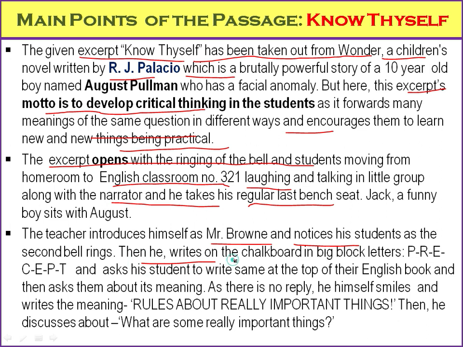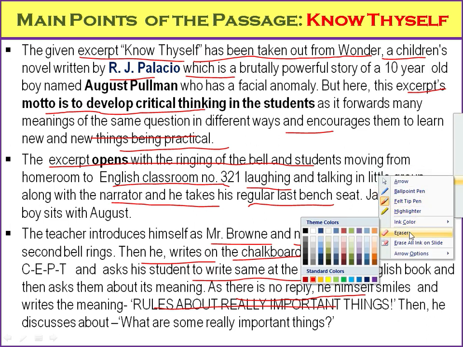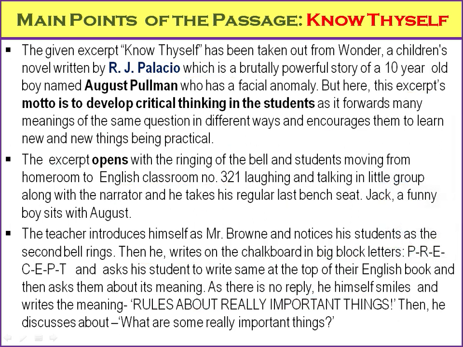Then he writes on the chalkboard in block letters "precept" and asks his students to write the same at the top of their English books and then asks them about its meaning. पहिला तिमीहरु सबले यो आफ्नो बुकको टपमा लेख then ask its meaning. As there is no reply, जब यसको आन्सर आउँदैन he himself smiles. उले आन्सर दिन्छ, writes on the board: rules about really important things. And then he discusses. त्यसपछि जब आन्सर पनि लेखिदिन्छ त्यसपछि उले आफ्नो स्टुडेन्ट्सहरुसँग डिस्कस गर्छ.